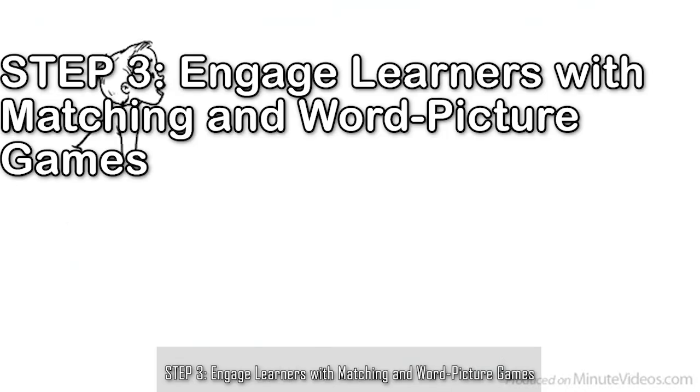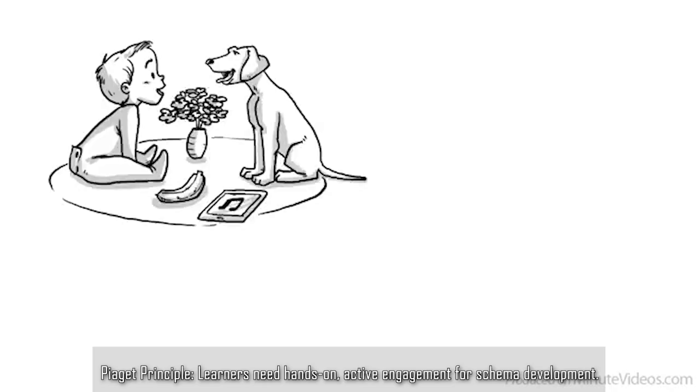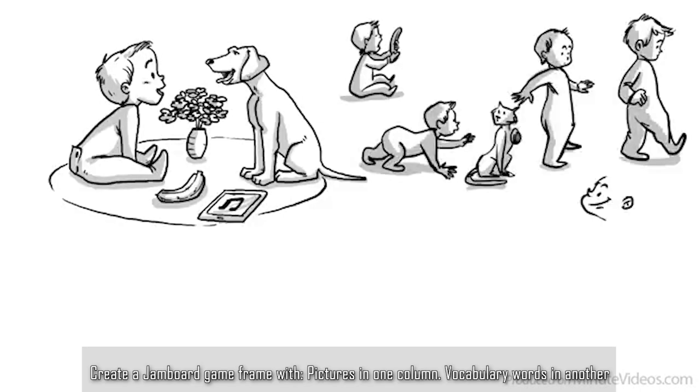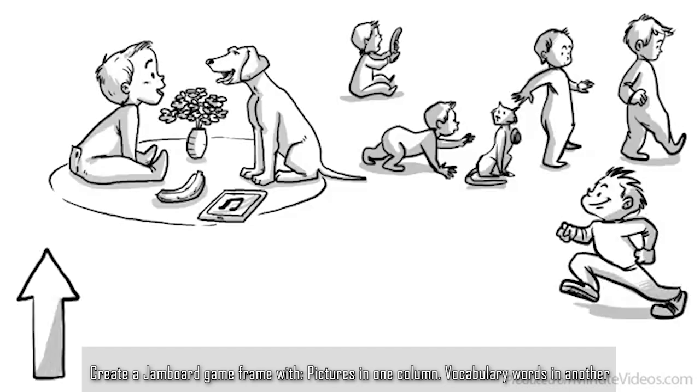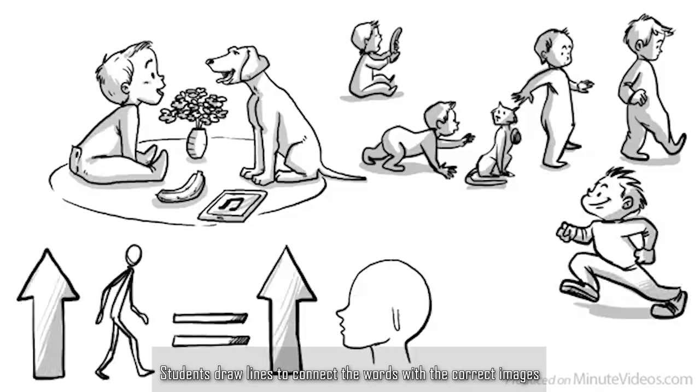Step 3. Engage learners with matching and word-picture games. Piaget's principles: learners need hands-on active engagement for schema development. You can create a Jamboard game frame with pictures in one column and vocabulary words in another. Students draw lines to connect the words with the correct image.